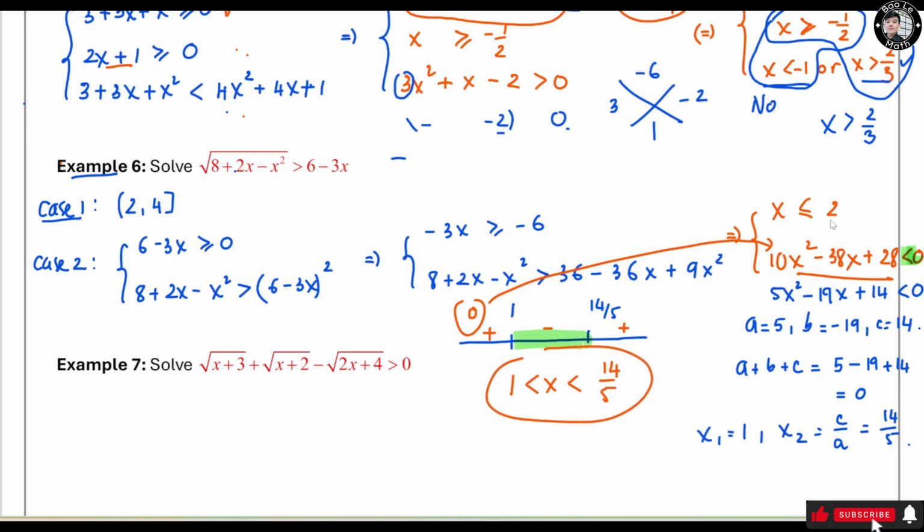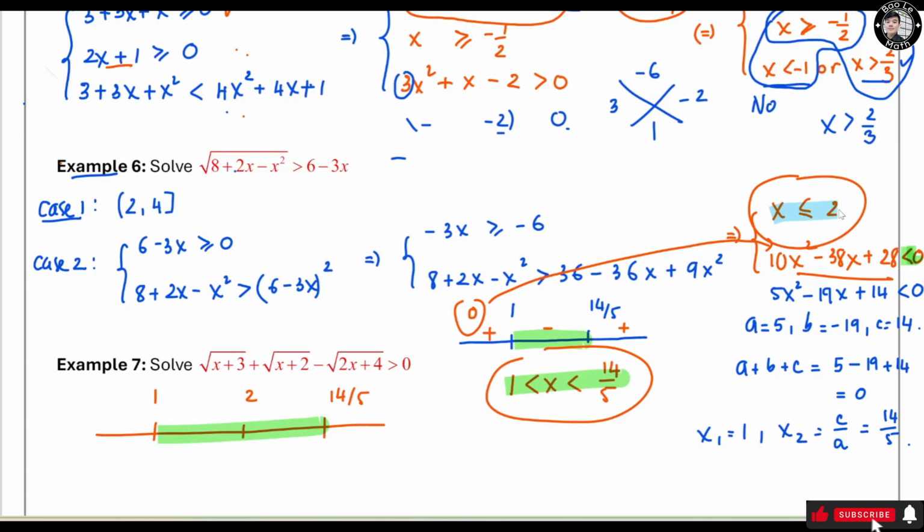I need to combine this one and this one right here. So I'm going to draw the number line one more time, right? So I put 1 here, 2 here, and 14 over 5 here, right? Now this interval is from 1 to 14 over 5, right? And this interval right here is s less than or equal to 2, right? So it can be from here to here only, right? So if you combine these two, your answer must be from here to here, which is 1 less than s less than or equal to 2, right?